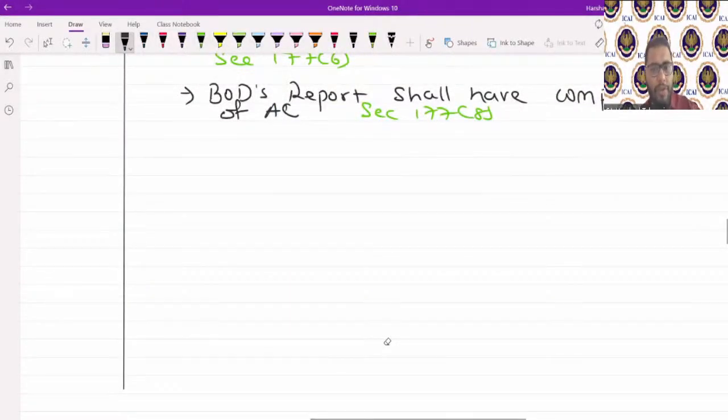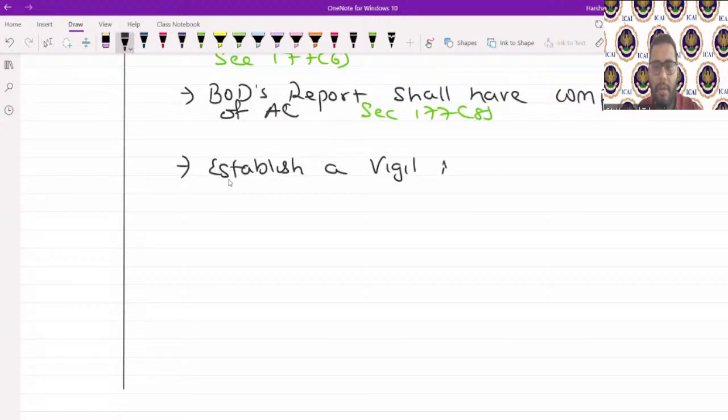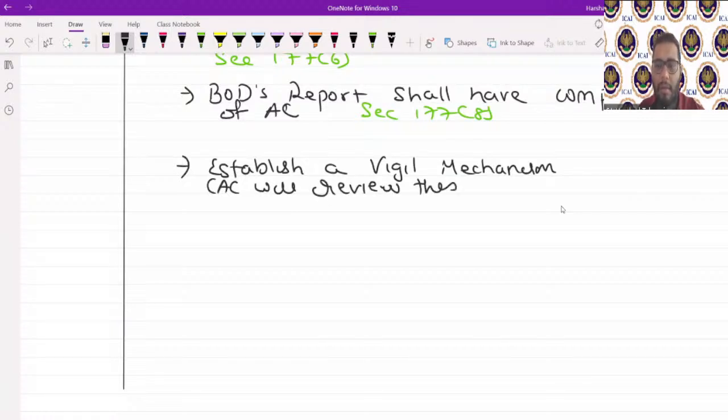Then there are a few more provisions: every listed company or class of company shall establish a vigil mechanism. Same as we saw, which are the classes of companies, they are required to establish a vigil mechanism. Once you establish a vigil mechanism, the audit committee will review this mechanism.